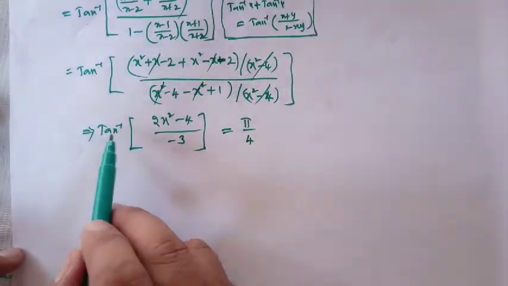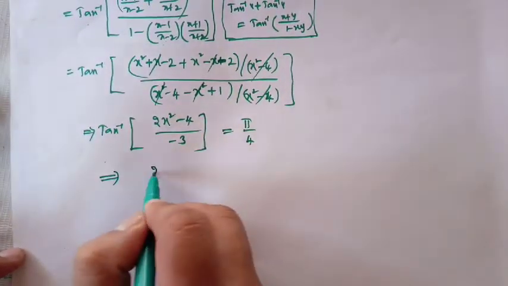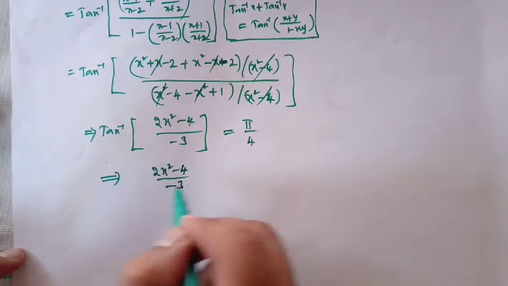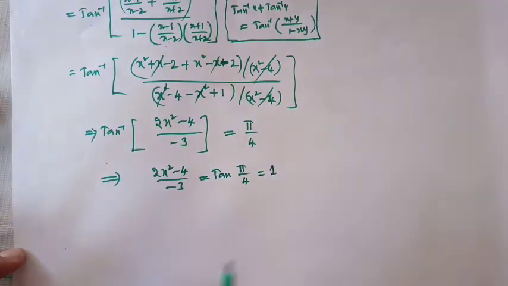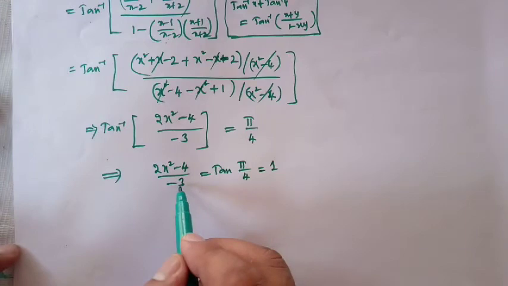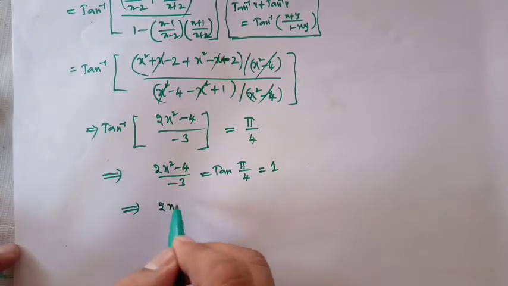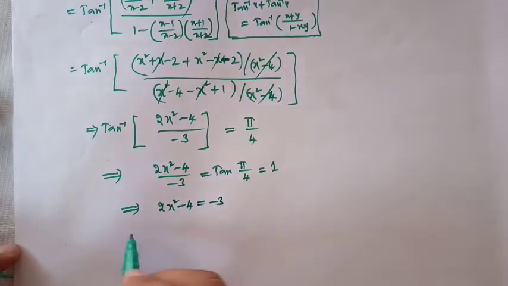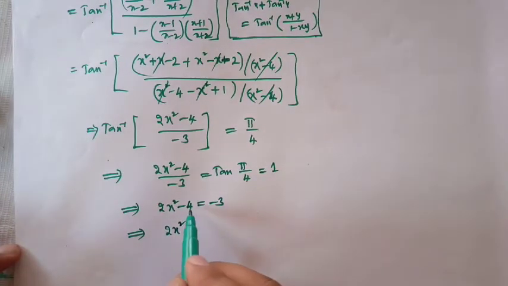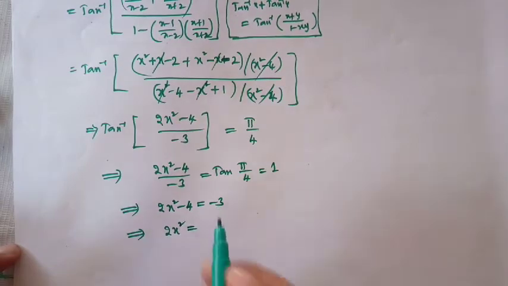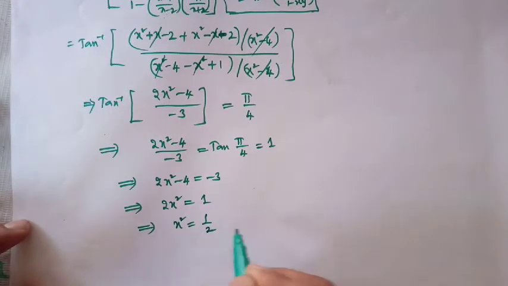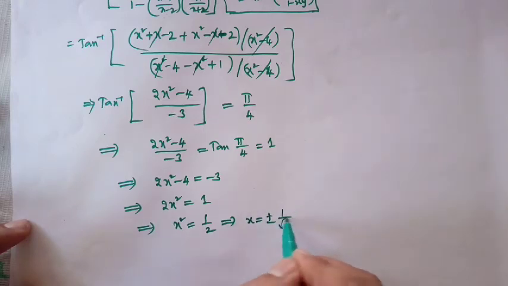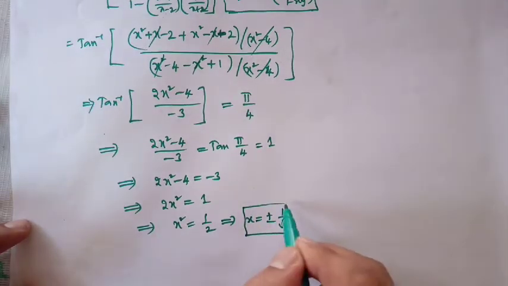Now send this tan inverse to the right hand side. 2x square minus 4 by minus 3 is equal to tan pi by 4. Tan pi by 4 is equal to 1. Now send this minus 3 to the right hand side. Then it will become 2x square minus 4 is equal to minus 3. 2x square, and minus 4 will become plus 4, plus 4 minus 3 is plus 1. Now x square is equal to 1 by 2. Now send this square to the right hand side. Then x is equal to plus or minus 1 by root 2. So this is your value.